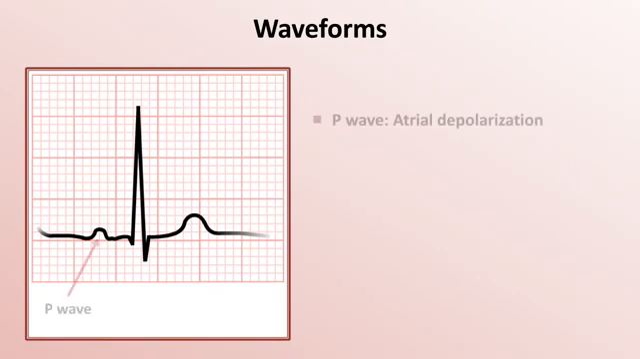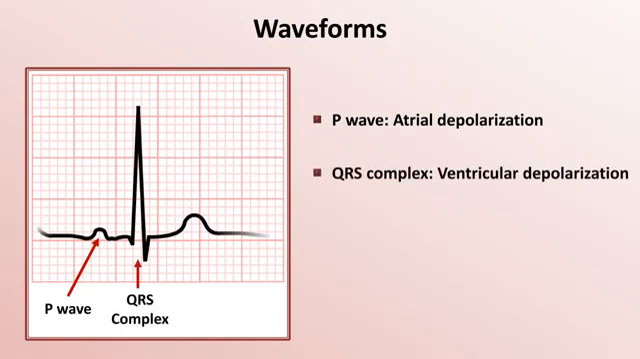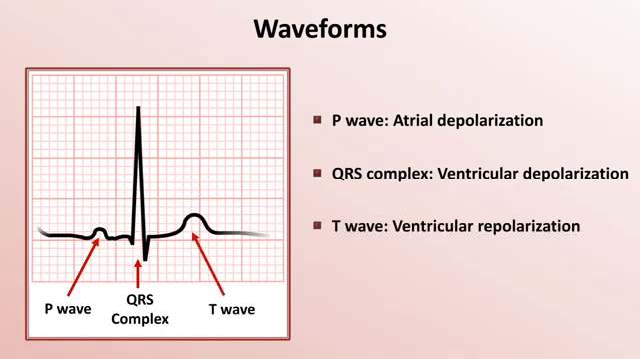The first waveform is called the P wave, which represents atrial depolarization. The tall, sharp spike is called the QRS complex, which represents ventricular depolarization. The third waveform is the T wave, which represents ventricular repolarization. Finally, there is on rare occasion a fourth waveform after the T wave, which is called the U wave, which is not seen in this particular example. The cause of the U wave is not entirely known, and we'll discuss it more in a future lecture.